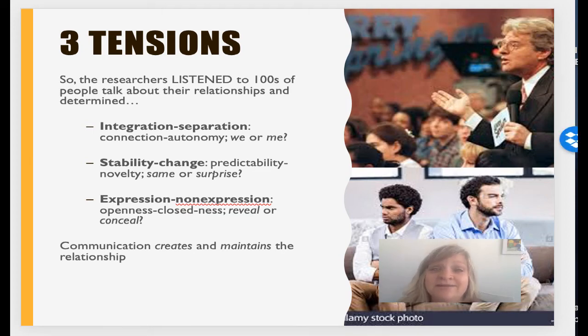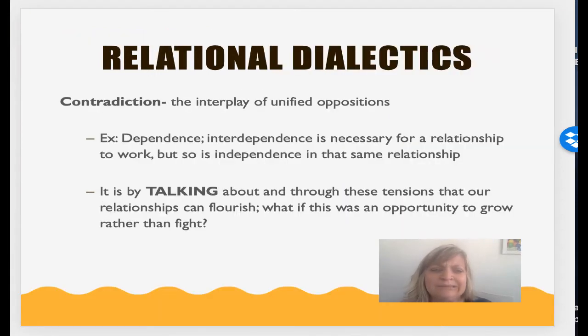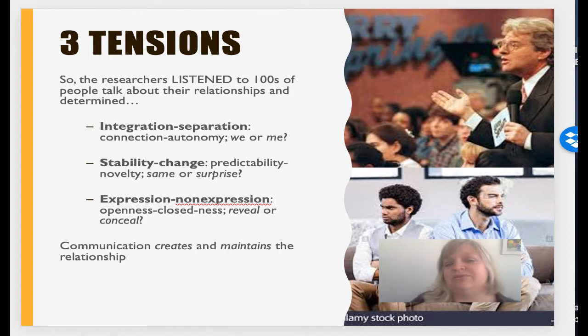This next theory is called relational dialectics theory, and for this one, I'm just going to be using this one slide. So for more information, I'm going to encourage you to read and do some research, but I'm going to do my best here. Sorry, to talk about what it means. Okay, so relational dialectics theory.